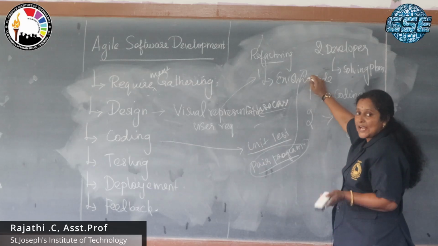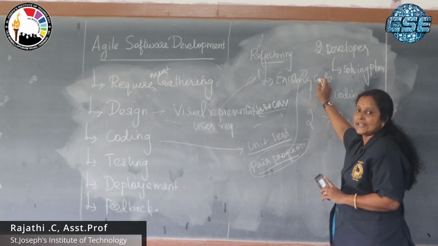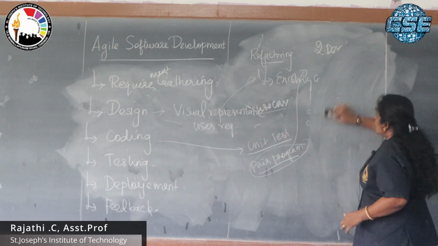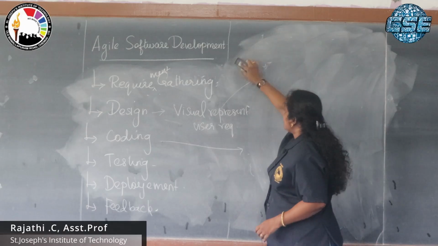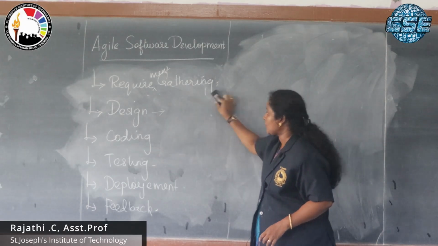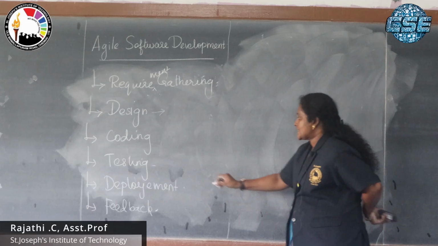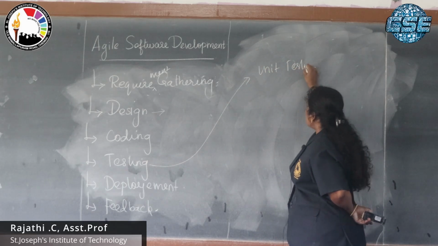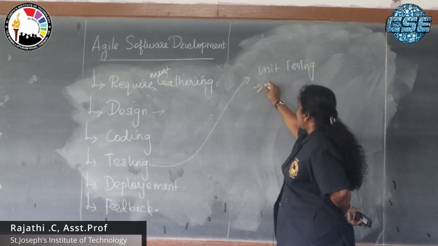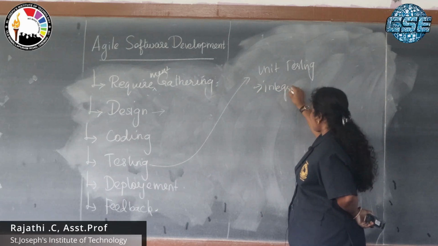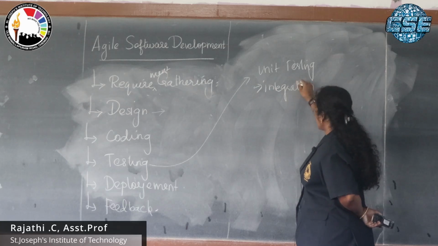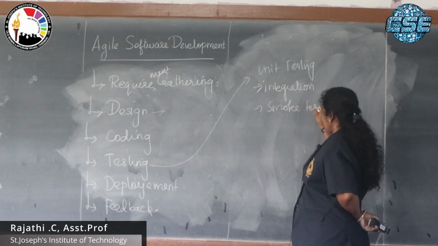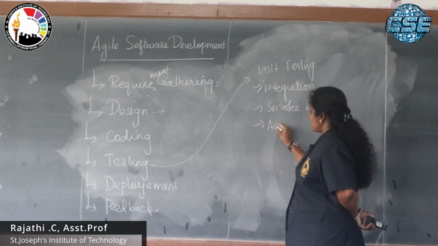This existing code can be altered based on our need. Okay. Then testing. After coding, we are going to conduct testing to ensure the quality of our code. This testing will start with unit testing, integration testing, then smoke test, then acceptance test, right?